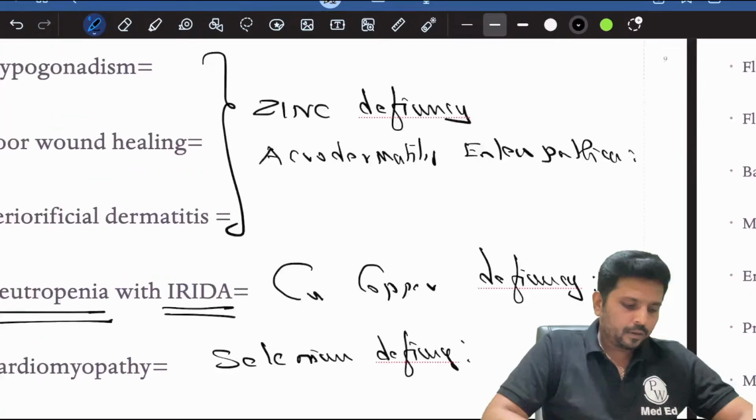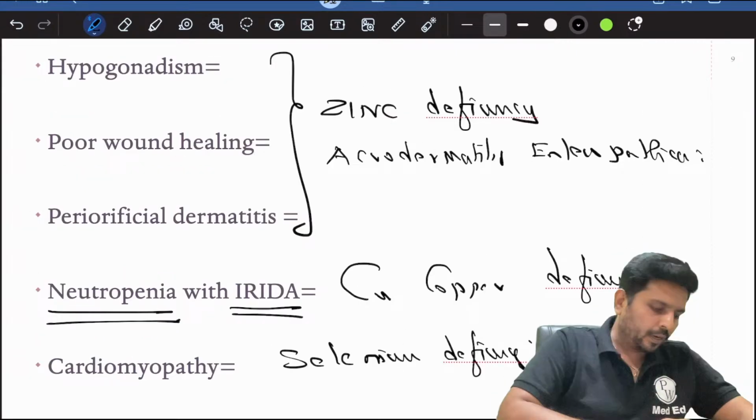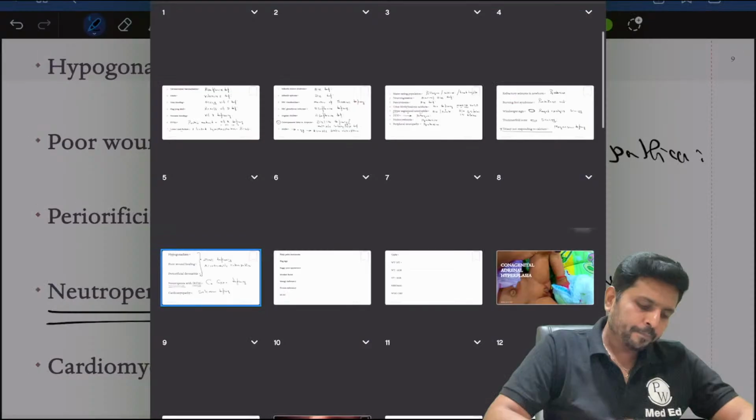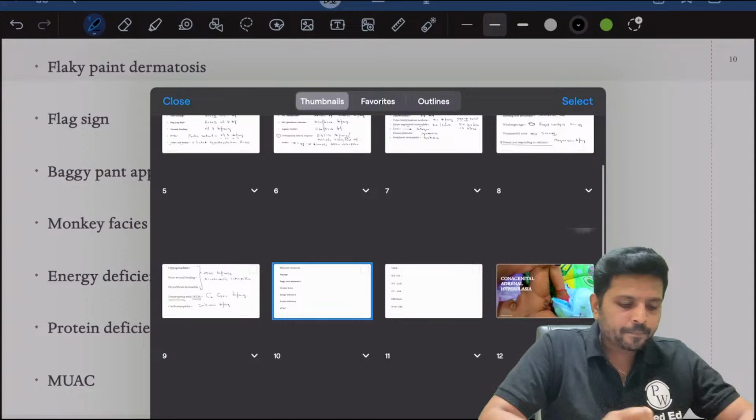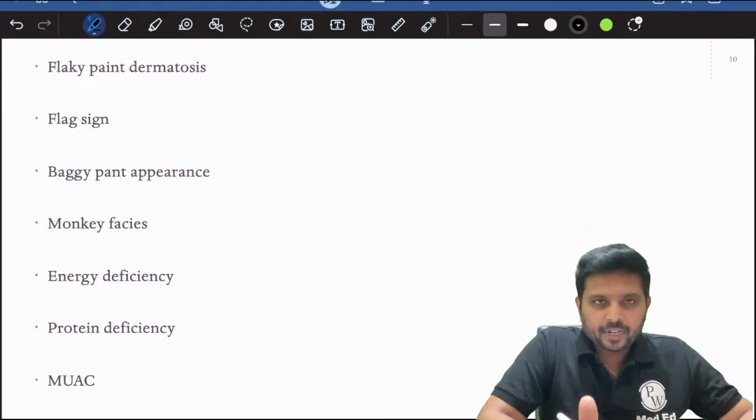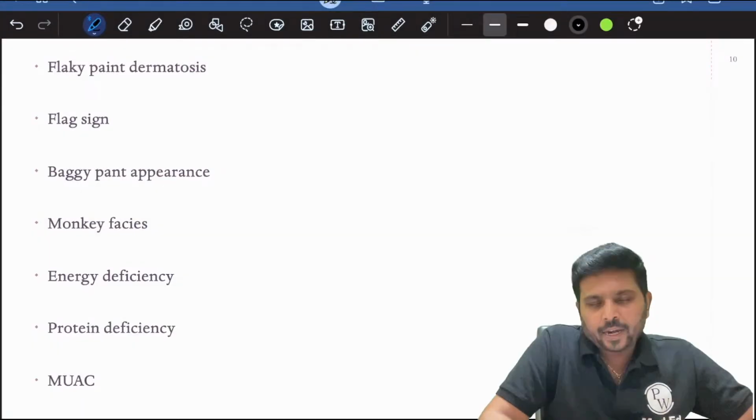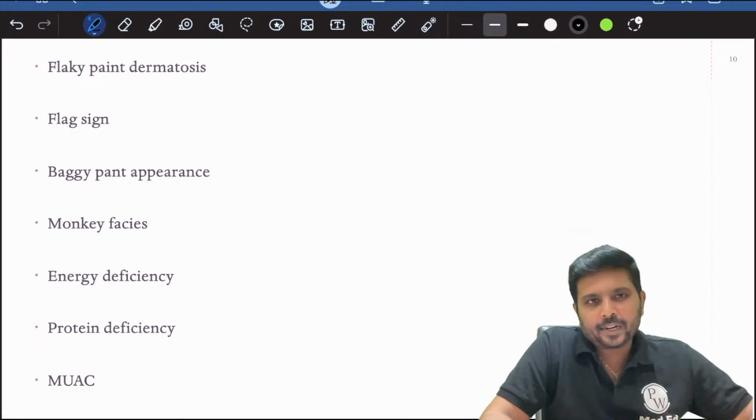So, vitamins: around 20 to 30 points are for vitamin deficiency. Definitely you will be getting one question from that. Again, nutrition is part and parcel of your general pediatrics.